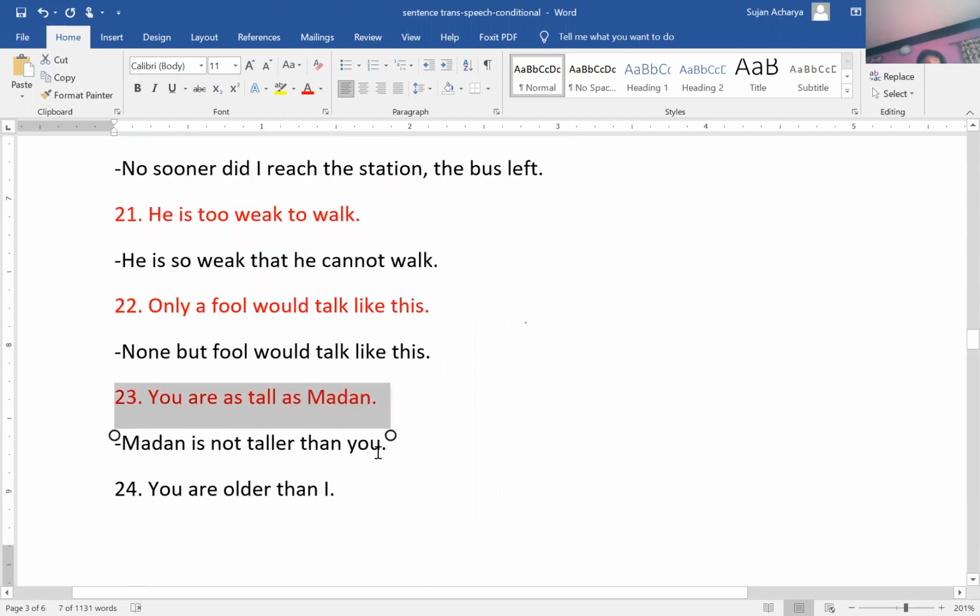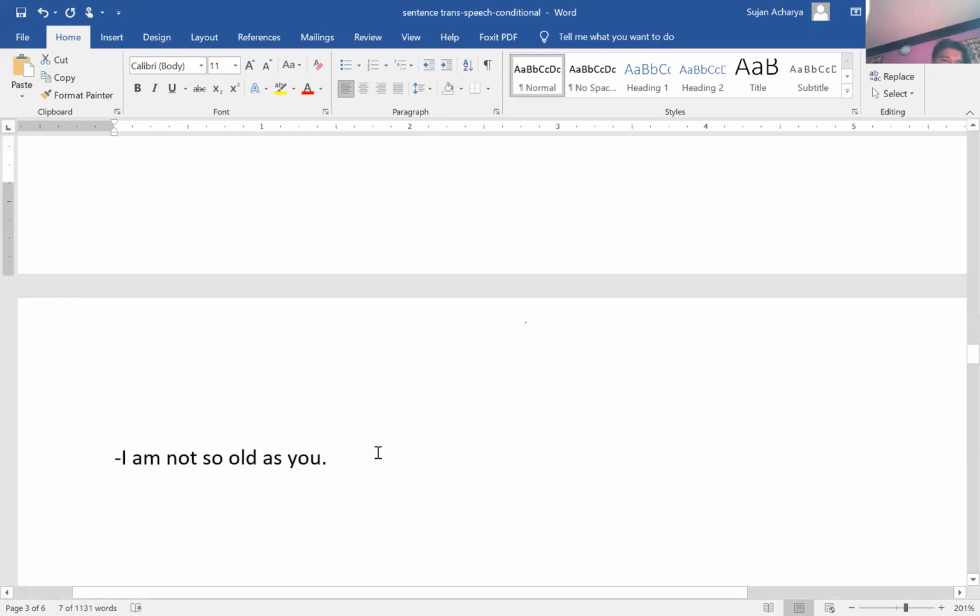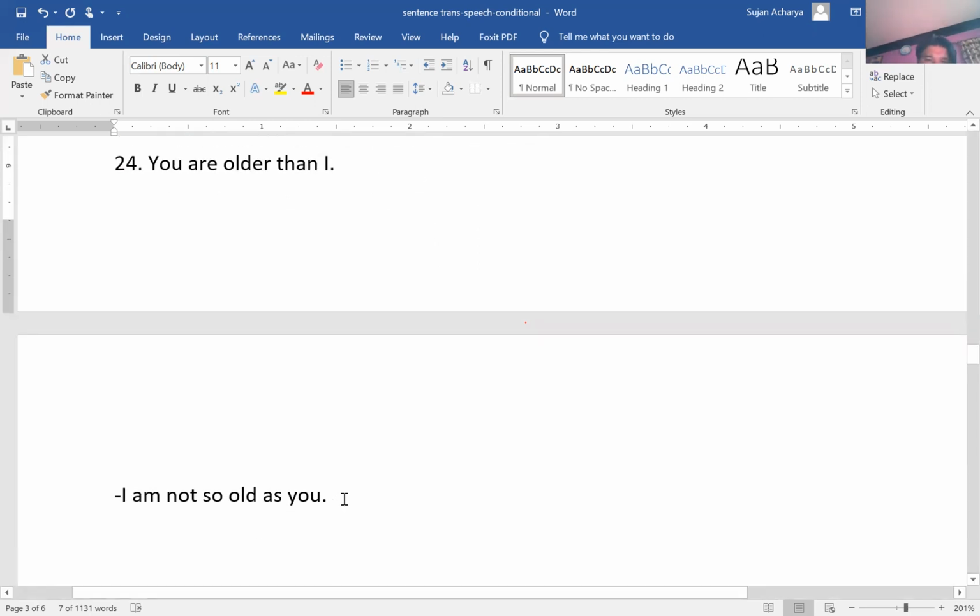He is too weak to walk. He is so weak that he cannot walk. Only a fool would talk like this. None but a fool would talk like this. You are as tall as Madan. Madan is not taller than you. You are older than I am. I am not so old as you.